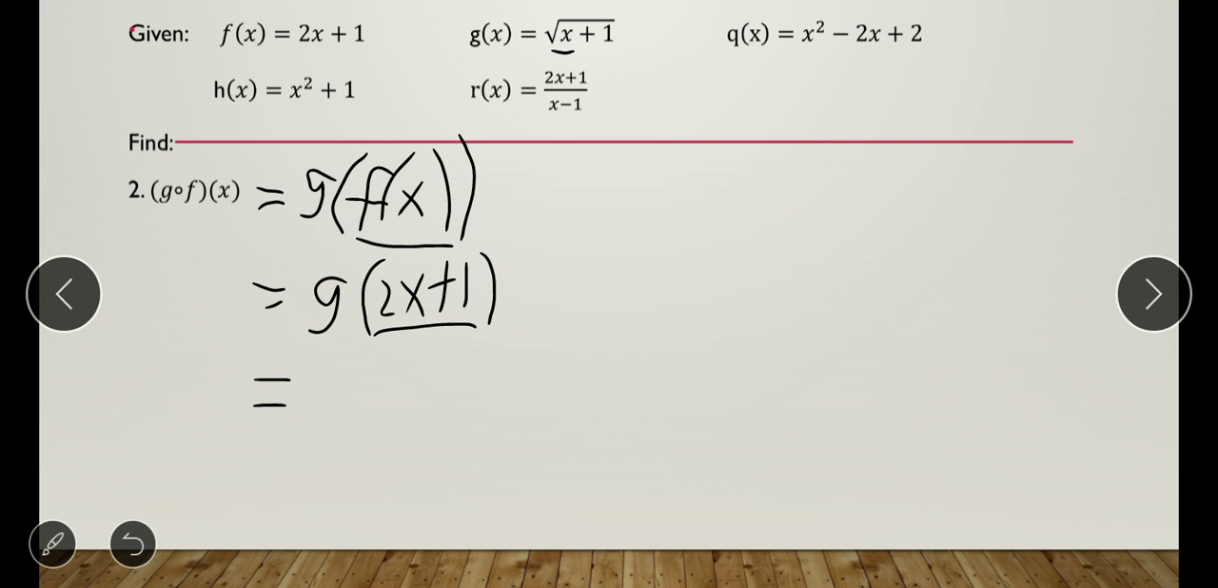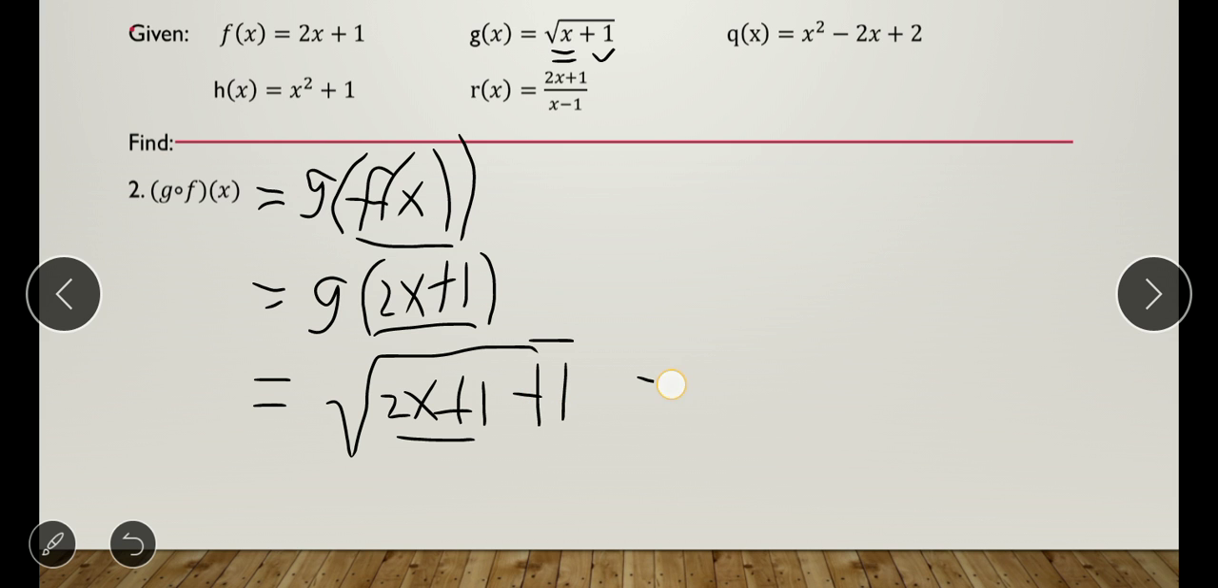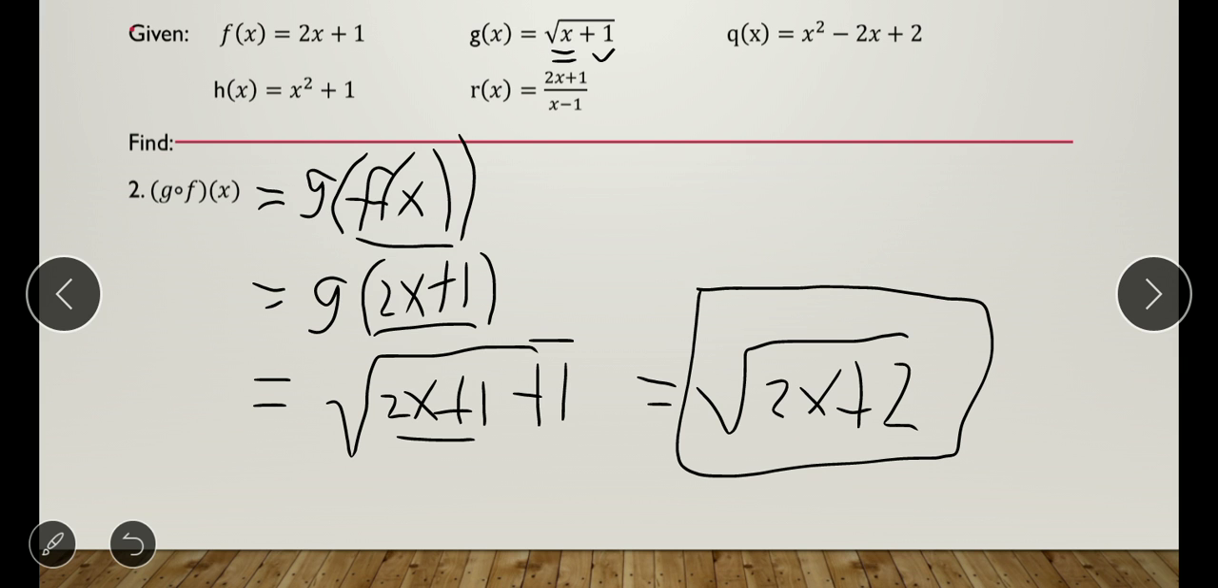So this is now the square root of 2x plus 1, which is our x. But wait, there's still 1. So copy that. Plus 1. So this is now equal to, by simplification, we have 2x plus 2. This is now our composite function of g and f. G composite of f of x.